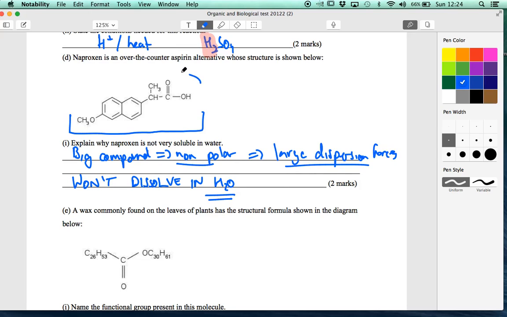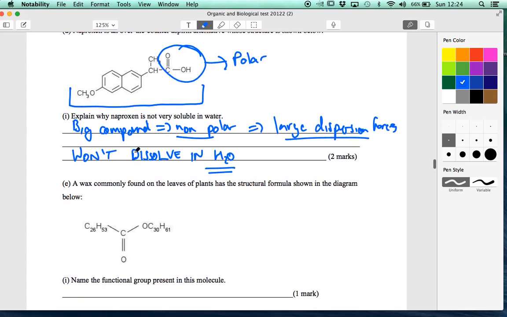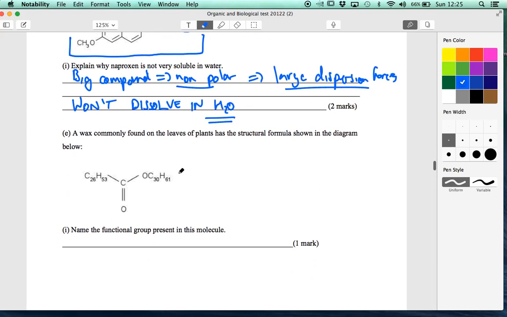You might see this group here, your carboxylic acid group. Hey, wait a minute, this is polar here. Yes, it is, but the H bonding to just this part will not account for the rest of the molecule, and therefore it won't dissolve. So again, it's a big compound, and we would consider it to be non-polar, or slightly polar, but not polar enough to dissolve in water. It has large dispersion forces, so these molecules are going to want to stick together, and hence that's why they don't dissolve in water.